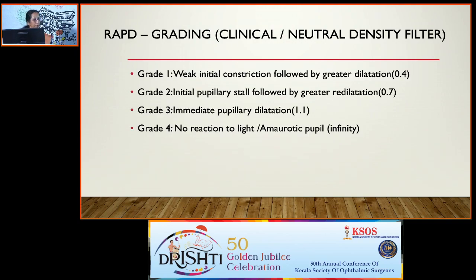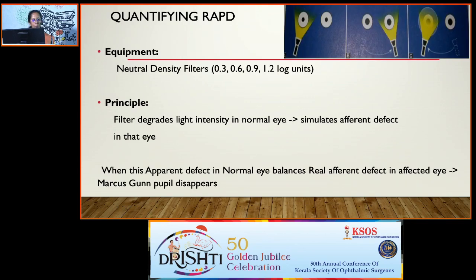This is the grading of RAPD. Grade 1 is a weak initial constriction followed by greater dilatation. Grade 2 is just an initial pupillary stall. When it immediately dilates, it is grade 3, and when there is no reaction to light, it is grade 4.